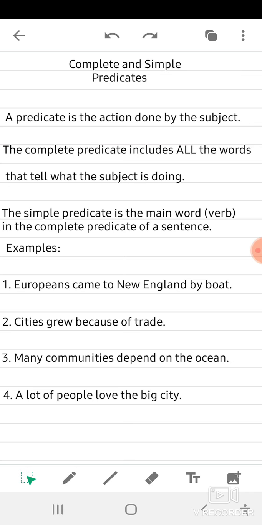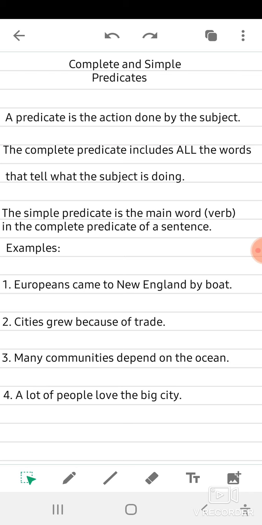And we also have a complete predicate and a simple predicate. In a minute, I'm going to explain to you how to find the complete and the simple predicate in a sentence. Before we start, let's read the information that I included here for you.